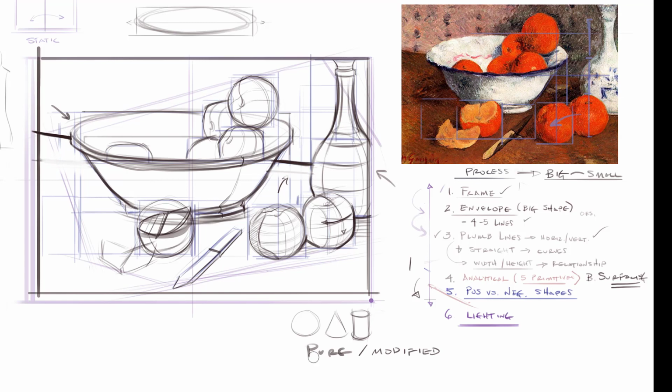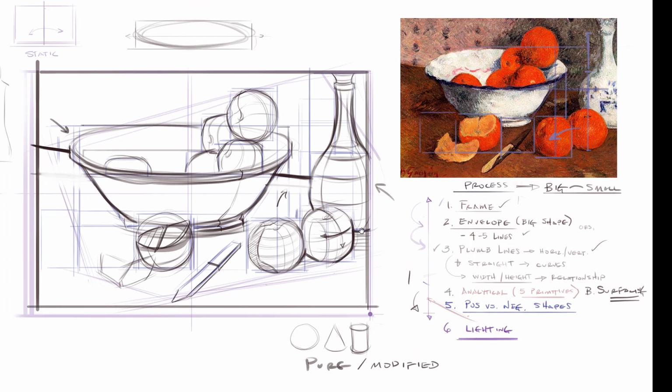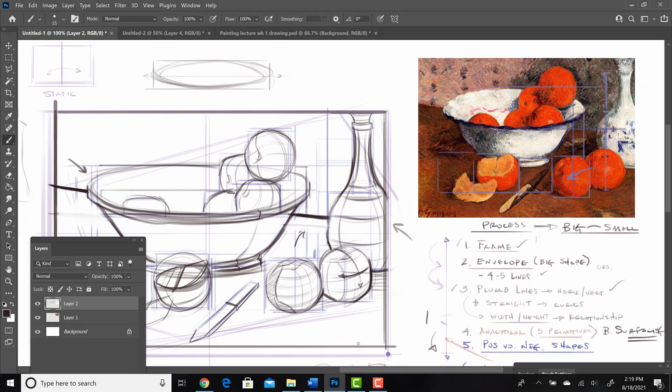So that's the basics of the assignment for this week. Try to follow the steps, think about the forms, consider composition. But really, I just want you getting comfortable working, getting familiar with the five steps, and describing the information that you see through them. Hope that helps.